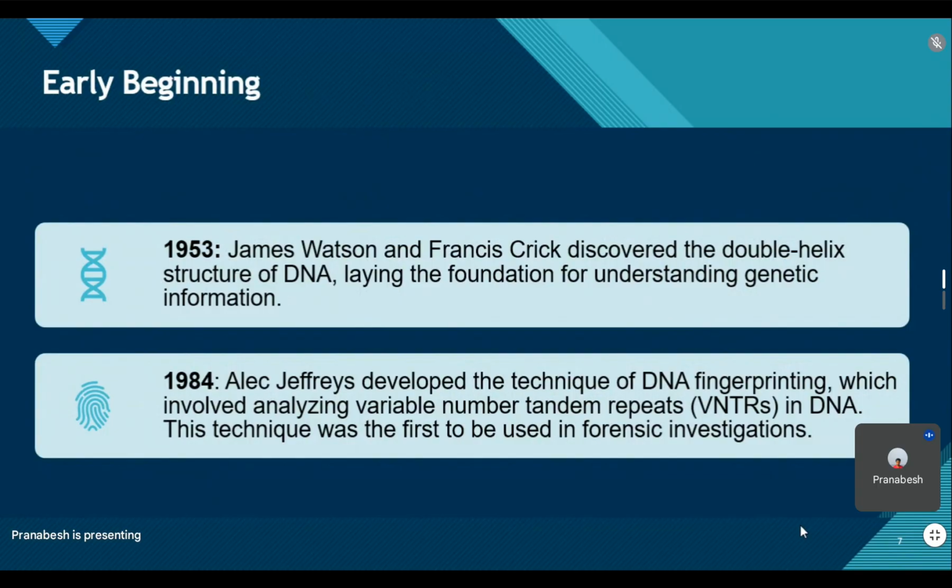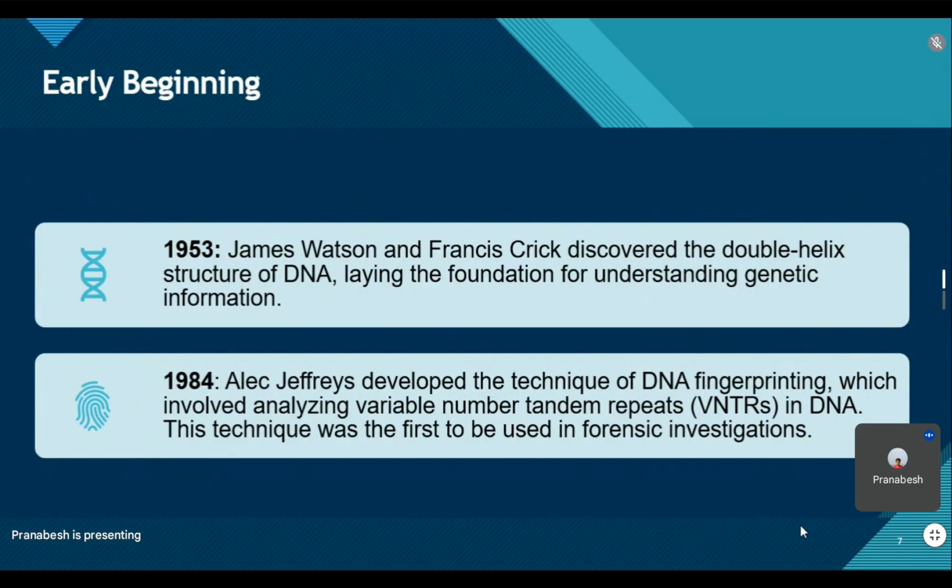So which involves analyzing the variable number of tandem repeats in DNA. So what about the variable number of tandem repeats? In VNTR, there are some kinds of repetitive sequence of the DNA. For example, there is a 10 repetitive sequence of the DNA, 12 repetitive sequence of the DNA. So this is the variable number of tandem repeats in DNA.